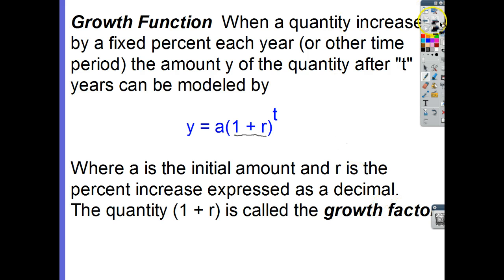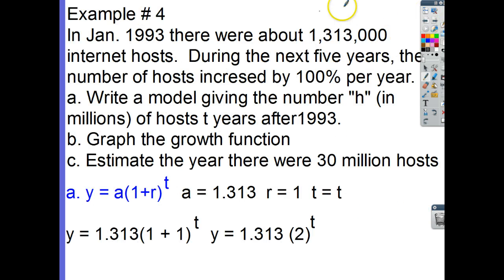Okay, let's move on. Here's example number 4. In January of 1993, there were about 1,313,000 internet hosts. During the next 5 years, the number of hosts increased by 100% per year. Now that's a pretty big increase right there.